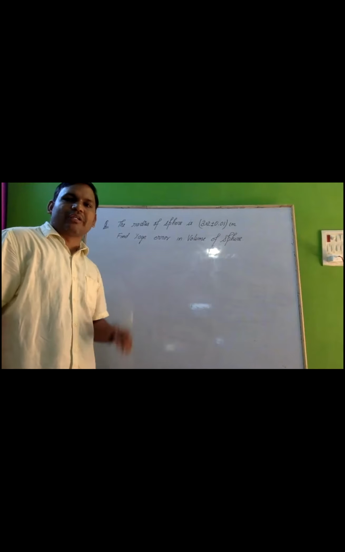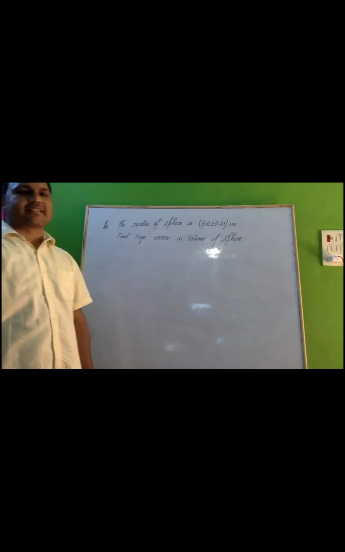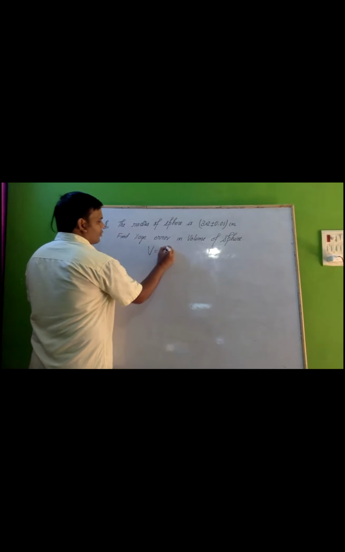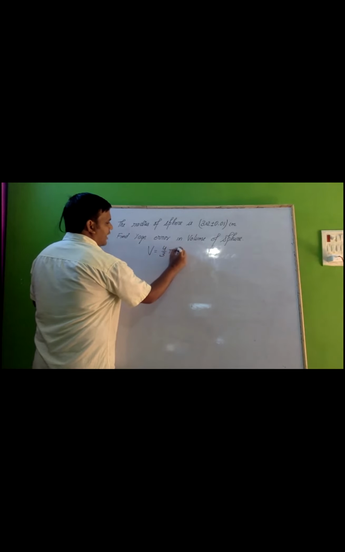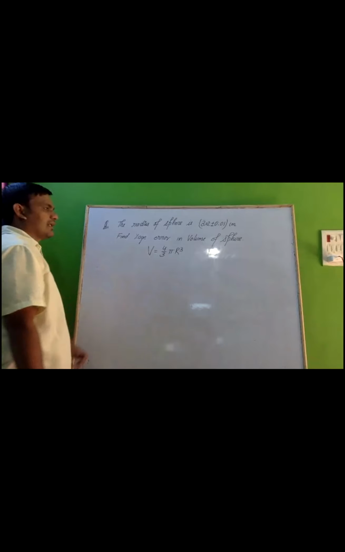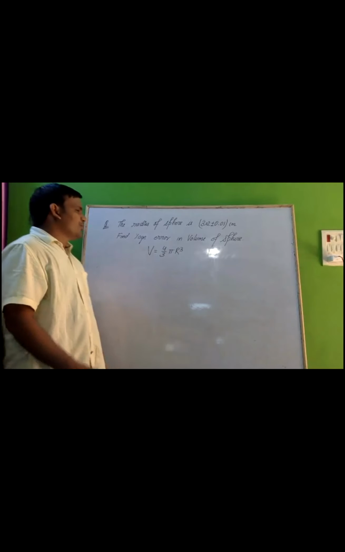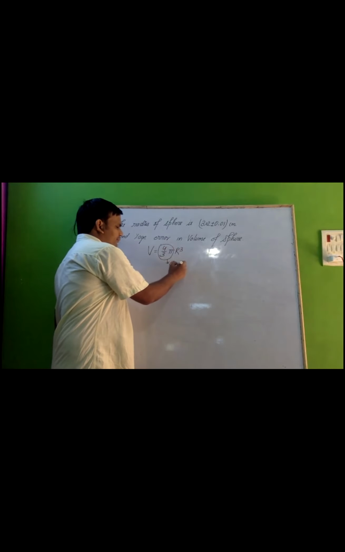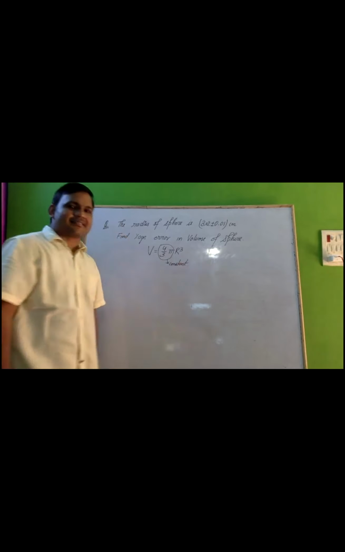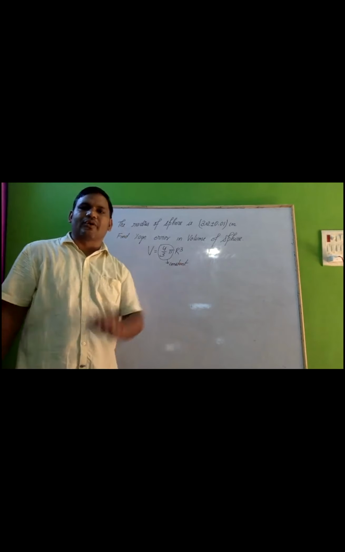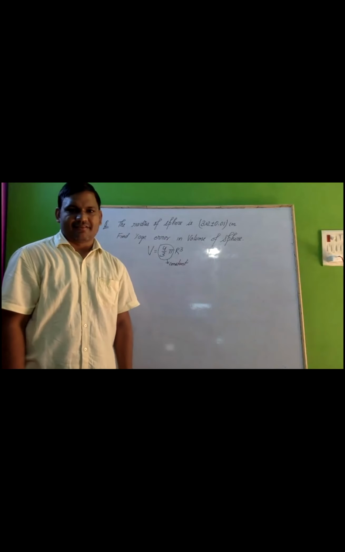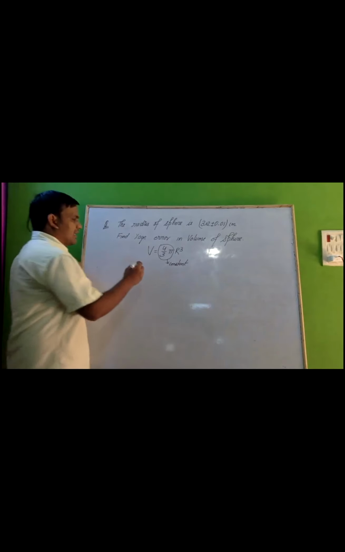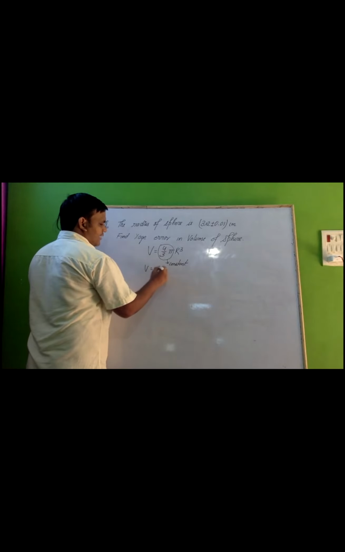So how will you solve this question? This can be solved easily. You can just write down the volume. The volume is 4 by 3 pi r cube, the formula. And you know 4 by 3 pi is a constant. We will remove this constant, because this constant is not going to propagate any error. Once the constant is removed, the volume is r cube.